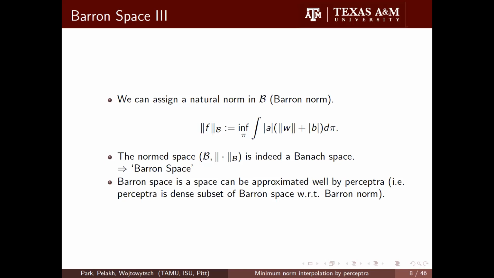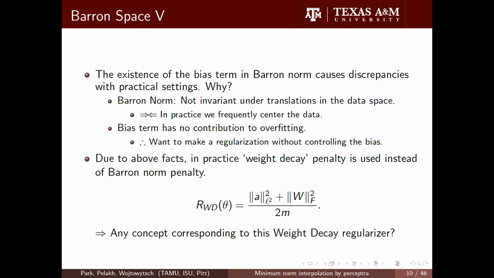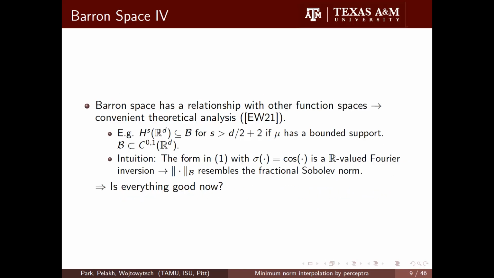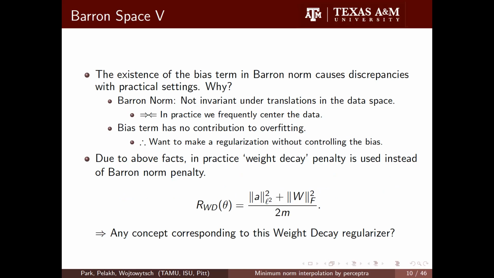But note that in this term, we have this norm. Remember this term, and there is a B part here. You have a plus B here. And indeed, it turns out that this B is quite problematic in practice. Theoretically, there's no problem, but there are some discrepancies with practice. By including the bias term in the Barron norm, it's not invariant under the translation of the data space, or in other words, a location shift.